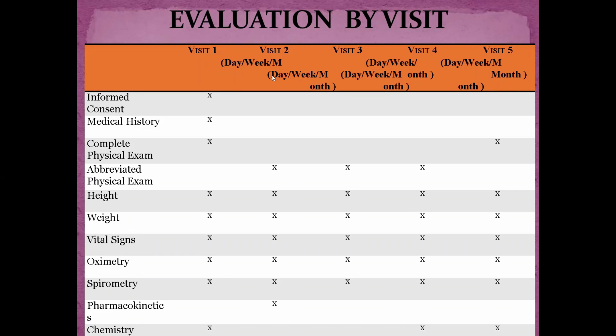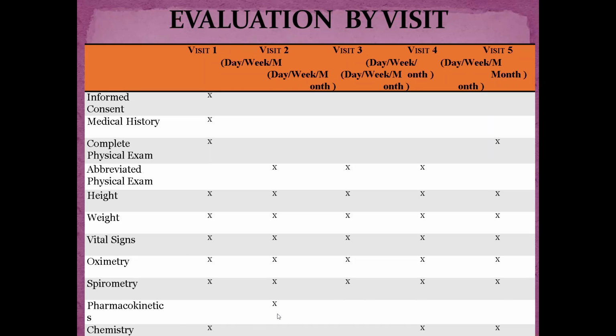But you can see in visits 2, 3, 4, 5, the informed consent is not required, because in the beginning he has already given that, okay, I'm involved in this study. So each visit there is no need to take it. If you see this chart, you will come to know what all the activities should be done on each visit. I can see that the abbreviated physical exam is only in visits 2, 3, 4, 5. And height, weight, vital signs, oximetry, spirometry are in all visits.